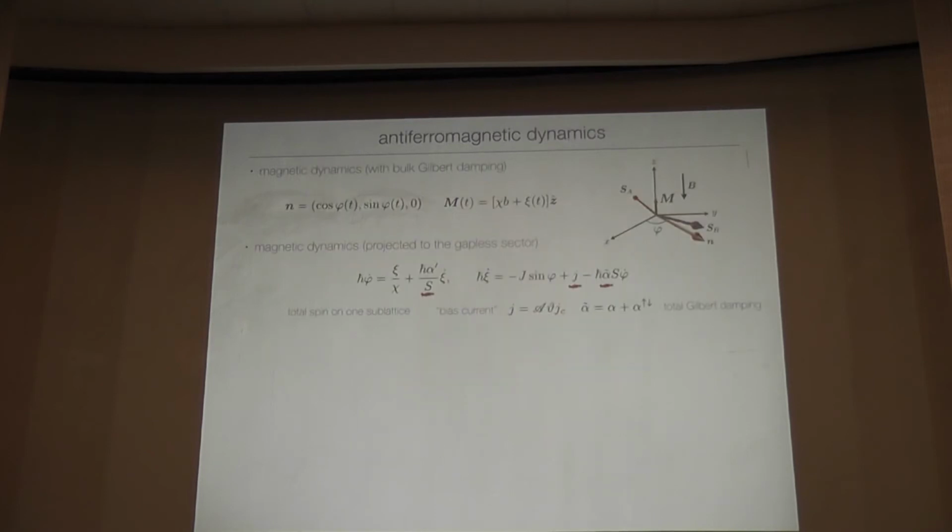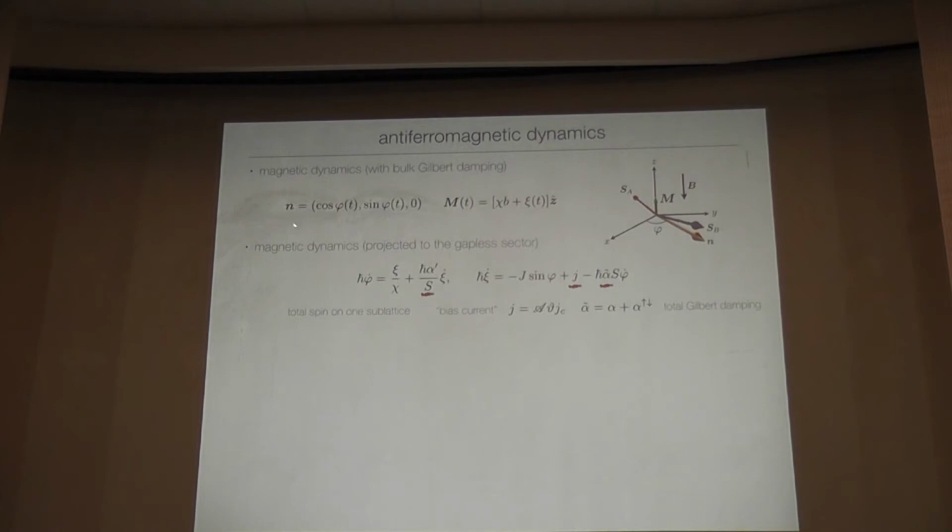So if we now consider magnetic dynamics, the antiferromagnet has two Goldstone modes, but the magnetic field is going to gap out one of those Goldstone modes. And so we're going to project the dynamics to the gapless sector of those two Goldstone modes. So we want to consider the rotation of the Néel vector within the xy plane, as well as small fluctuations of the total spin in the z direction.